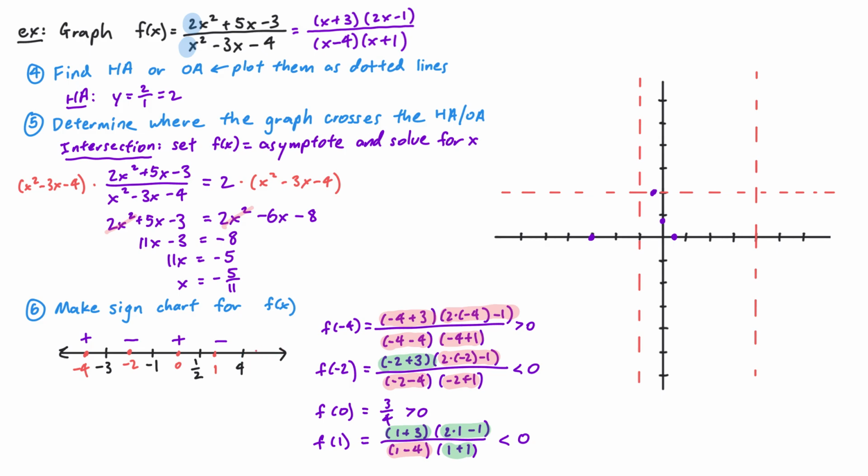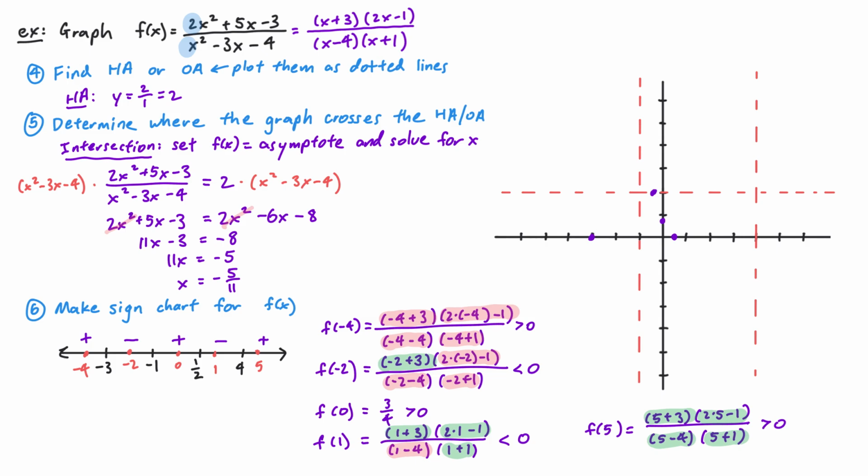So for example, we can pick something like x equals 5. Looking at f of 5, we have the factors 5 plus 3 times 2 times 5 minus 1 divided by 5 minus 4 times 5 plus 1. 5 plus 3 is positive, 2 times 5 minus 1 is positive, 5 minus 4 is positive, and 5 plus 1 is positive. Since all of the factors are positive, we know that the overall sign of our function is going to be positive there. So for the interval for x values greater than 4, we know that our function is positive. So now we've completed our sign chart.